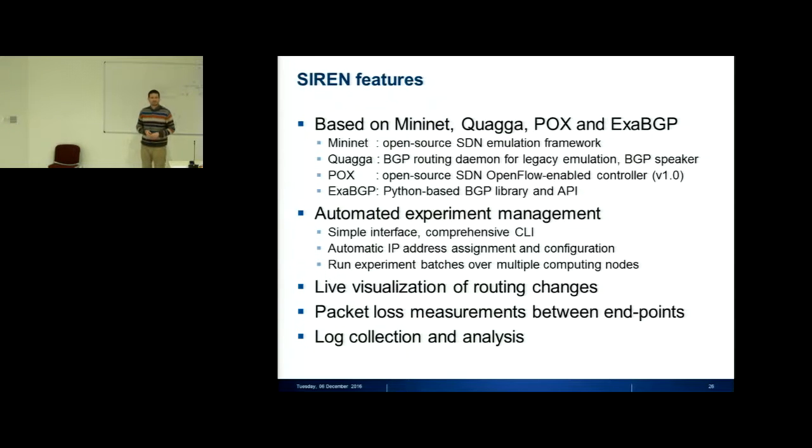Also, Siren has some features that try to automate the configuration of an experiment. For example, it automatically assigns IP addresses, and it also has features that enable you to automatically run batch experiments. Assume that you want to run an experiment 50 times with different parameters to evaluate the sensitivity. Instead of having to do this manually, it allows you to manage these experiments automatically and to manage multiple virtual machines that can run experiments for you of different Siren instances.